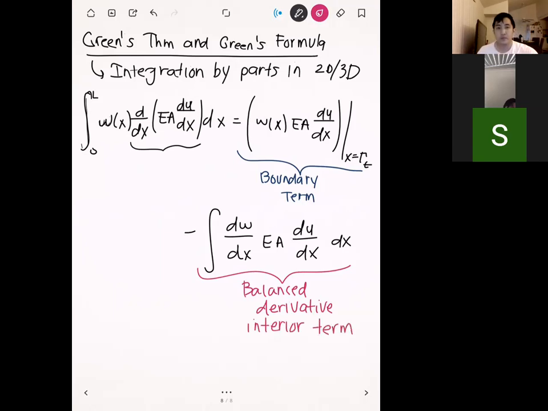What Green's theorem and Green's formula are going to do is give us the same results. We're going to get a term that's evaluated on the boundary, and a term that's evaluated on the interior with the balanced derivative. It's just that they're going to look different, because you're going to utilize the vector calculus operations that we went over just previously. But the core concept of those terms is still going to be the same. Okay, any questions on this?